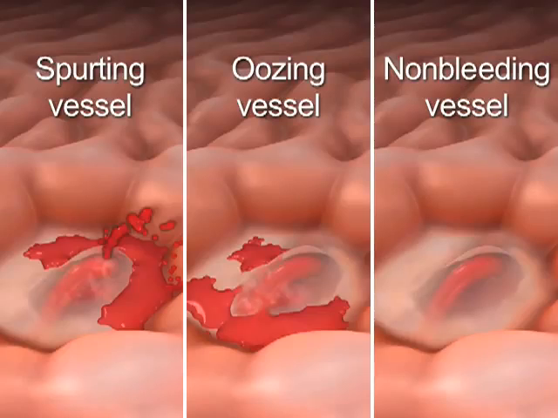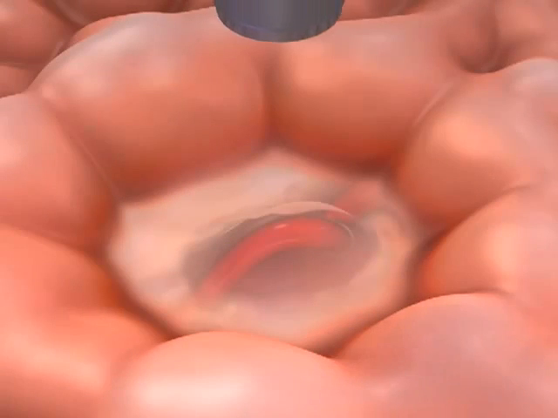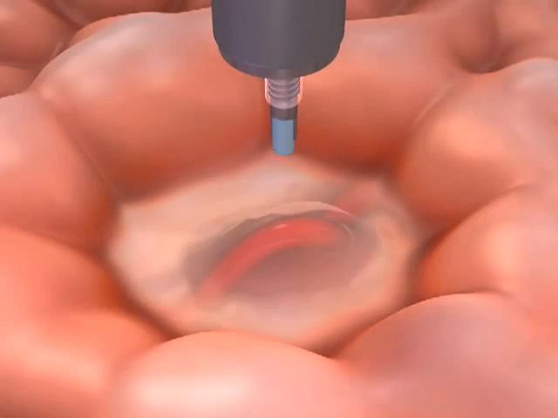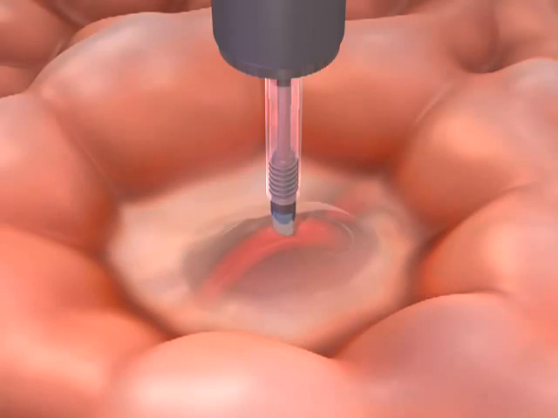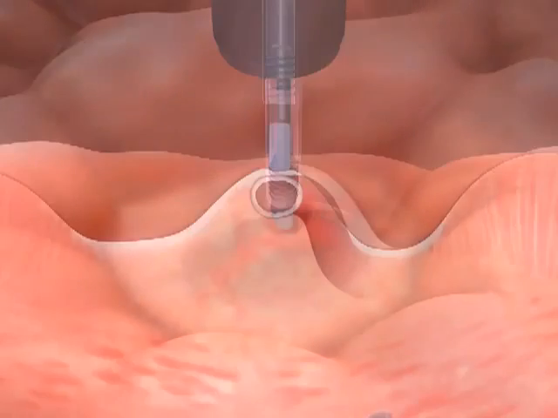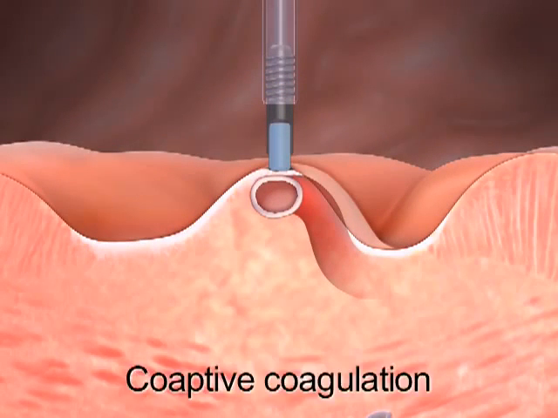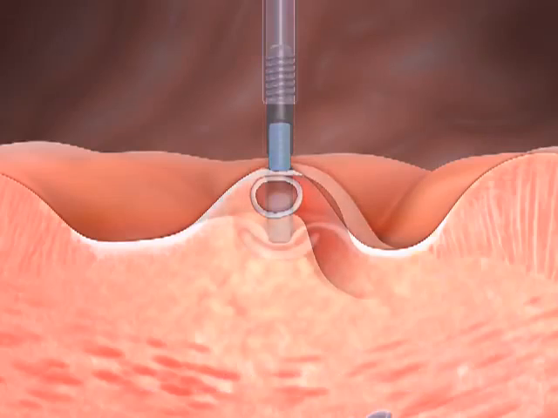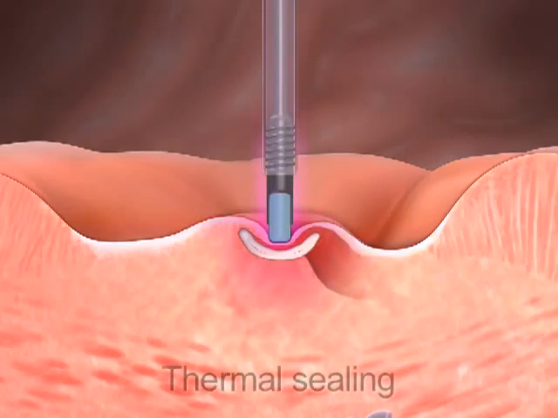The probe should be placed directly over the target site and pressure applied to cause indentation of the targeted tissue with compression of the underlying vessel while delivering thermal energy. This action is referred to as coaptive coagulation, and its aim is to weld the artery shut.